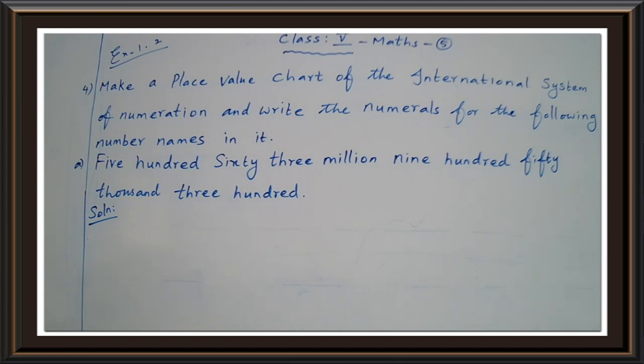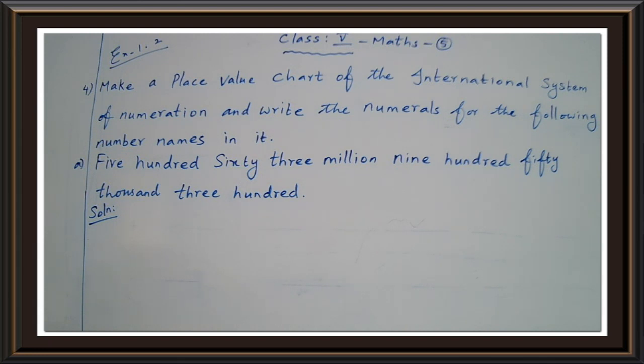Okay, in the international place value chart, we start from the right as ones place and then proceed to the left as tens, hundreds, thousands, ten thousands, hundred thousands, million, ten million, hundred million and so on.